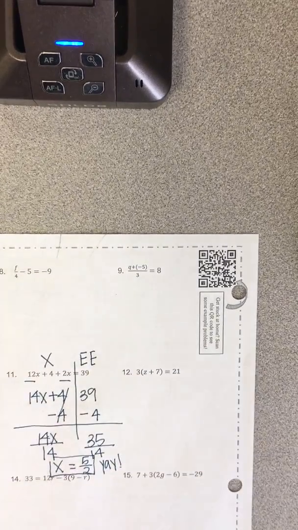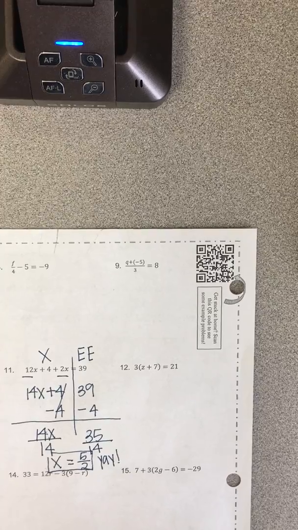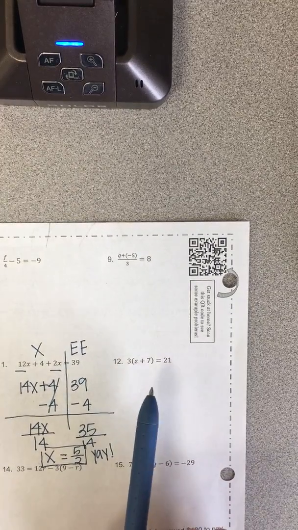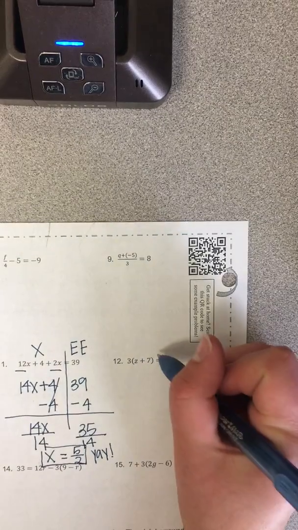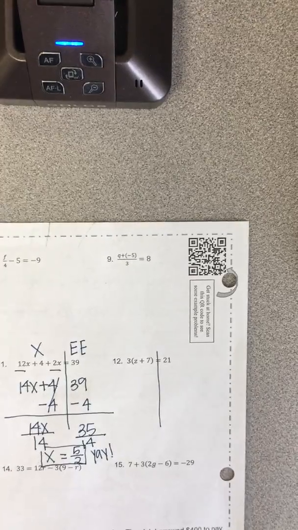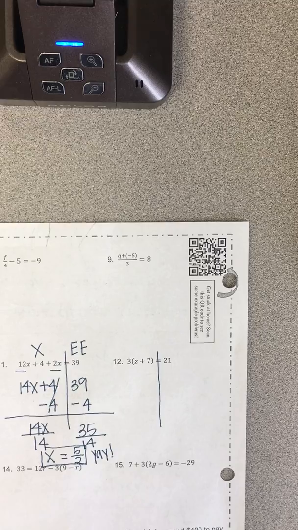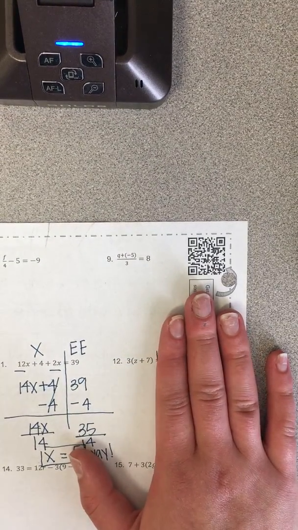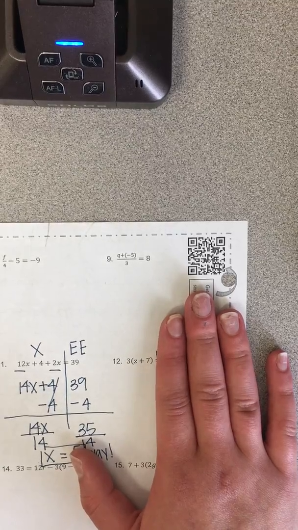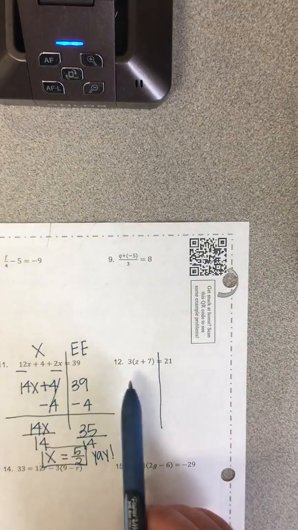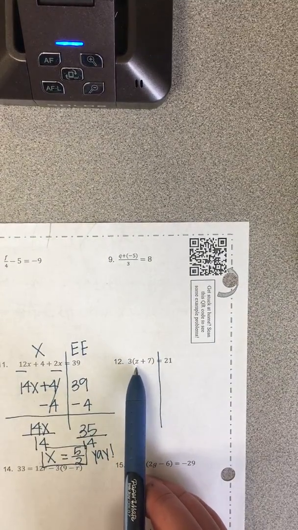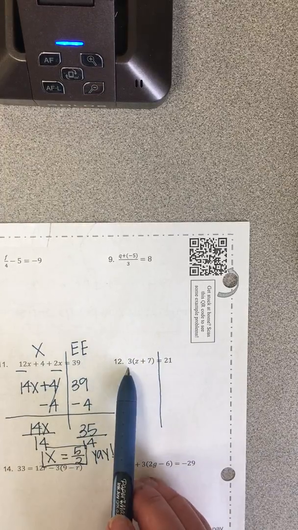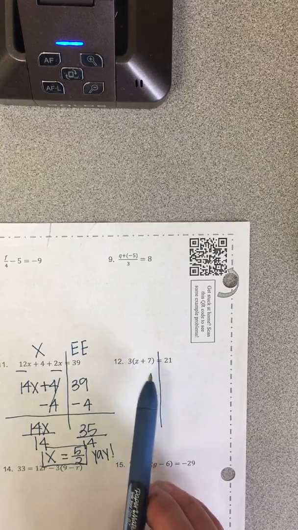Yay! Perfect. Okay, 12. Some of us did in class, some of us didn't. First step, draw our line, golden rule line. Second step, simplify. Is there anything we can simplify on here? At first glance, it looks like no, but I do have this multiplication right here. I've got 3 times z plus 7. Now this means I'm multiplying, this 3 is going to be multiplied by the z and also the 7.